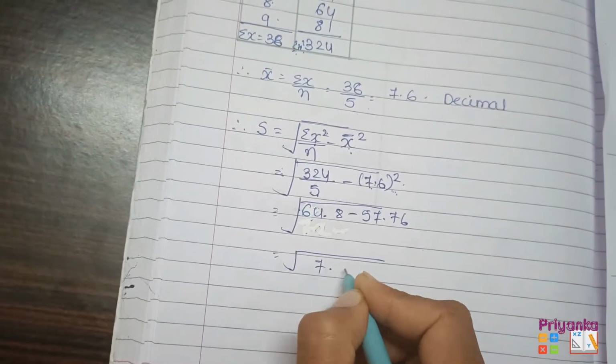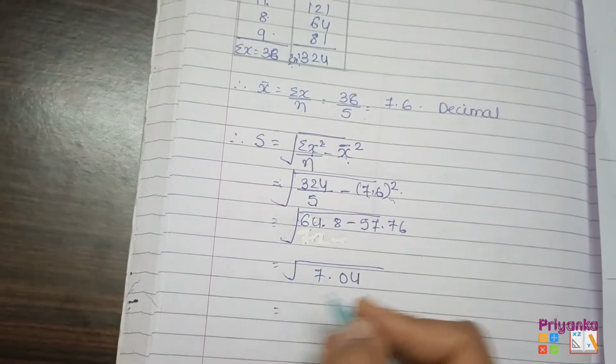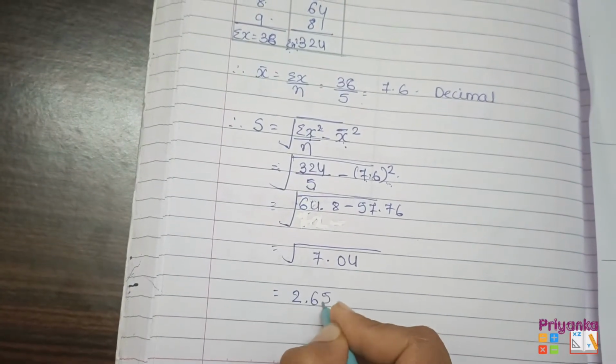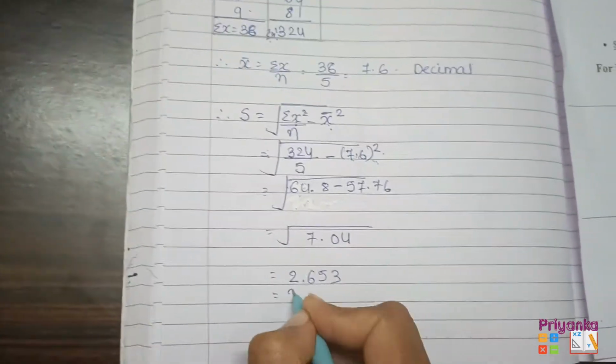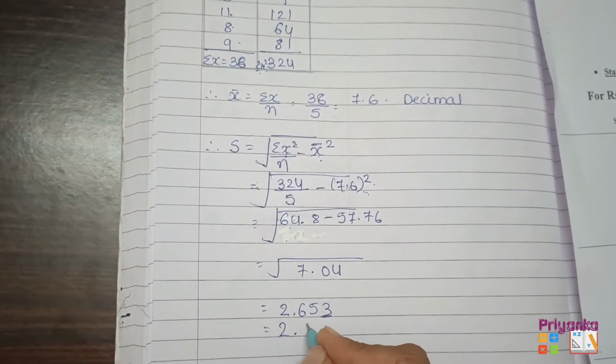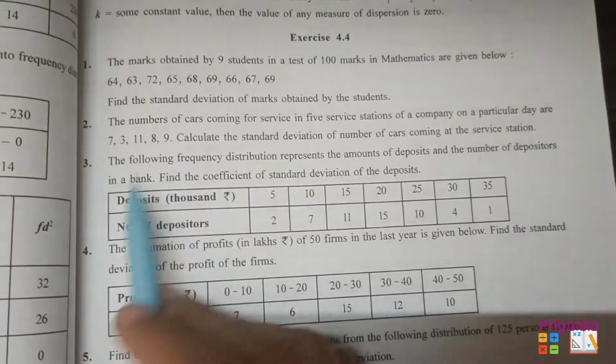You will get 7.04. Then again here, just remove the root using your calculator. You will get 2.653. Now here you can see the third digit is less than 5, so we'll keep it 65 only. No changes over here. Question number 3.